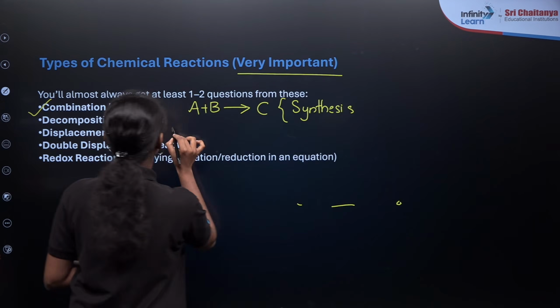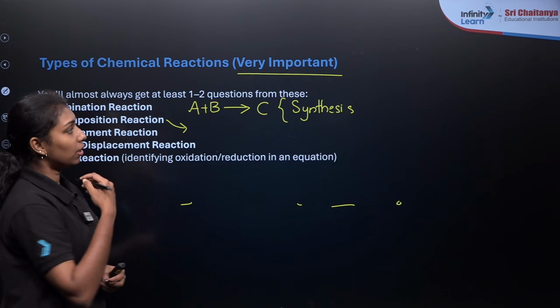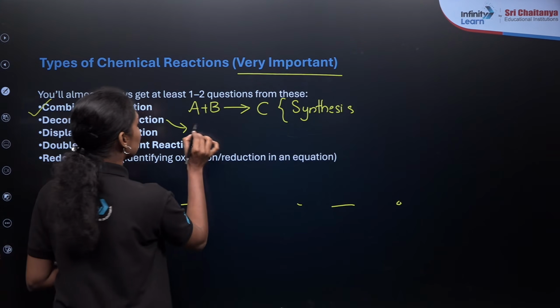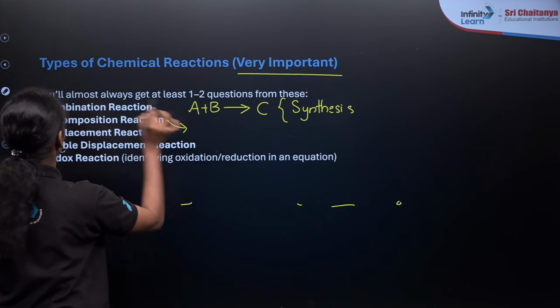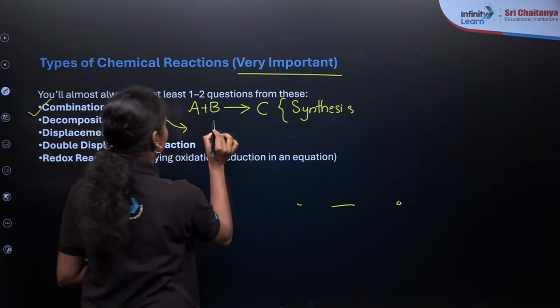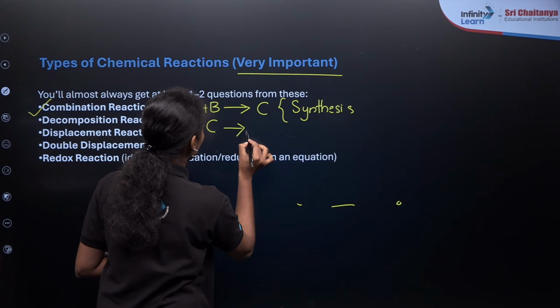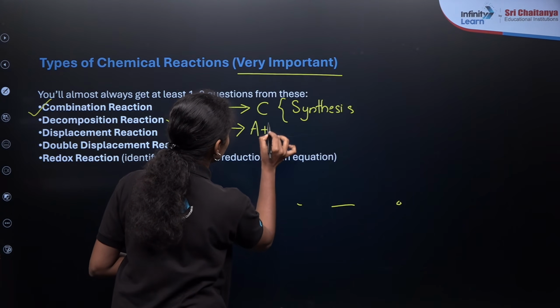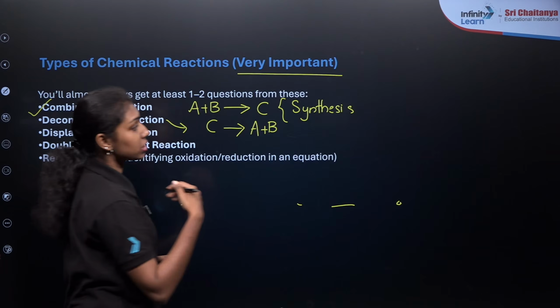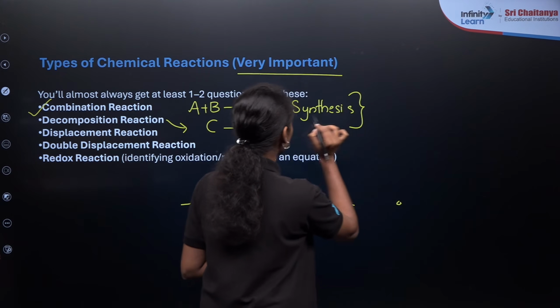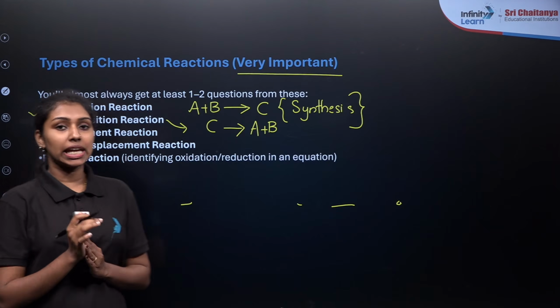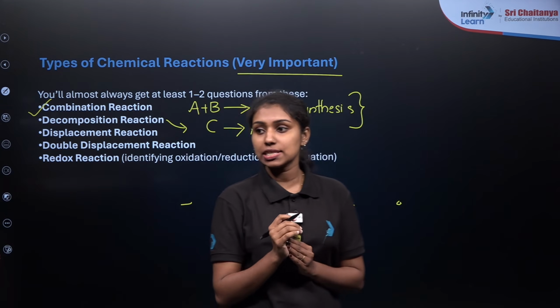Then the next one is the decomposition reaction, just the reverse of the combination reaction, right? A single reactant will break down into two or more products. That is known as a decomposition reaction, and decomposition reaction is the opposite of the combination reaction, right? Then we have studied the displacement reaction depending upon the reactivity series of the metals.